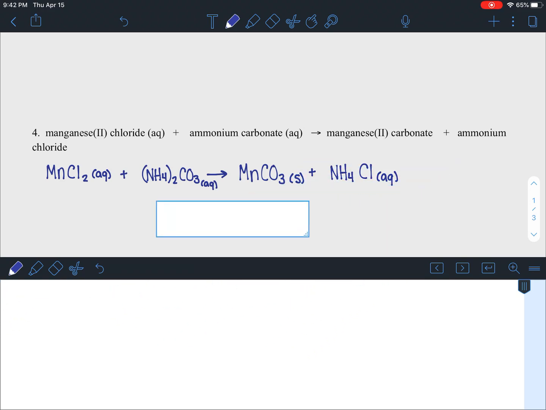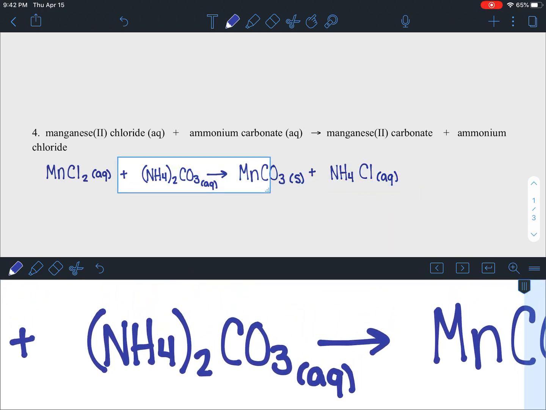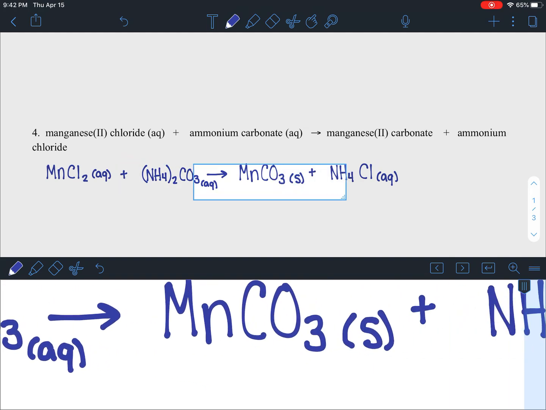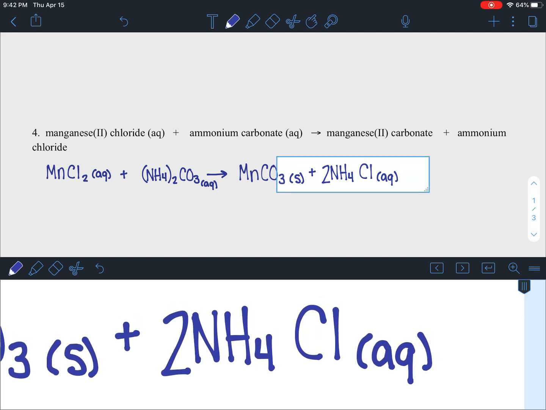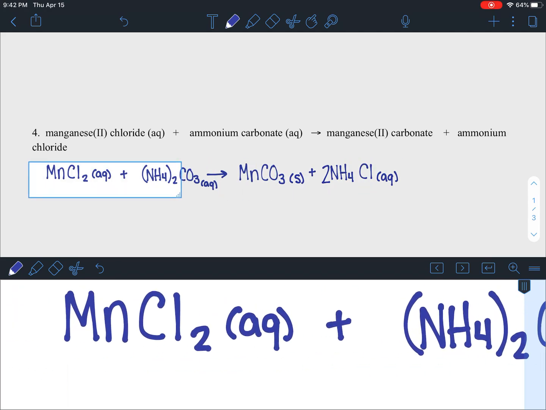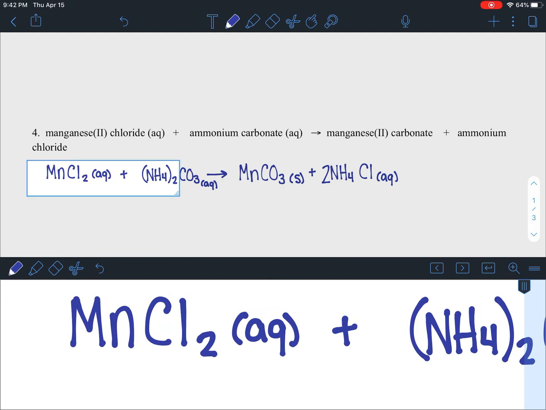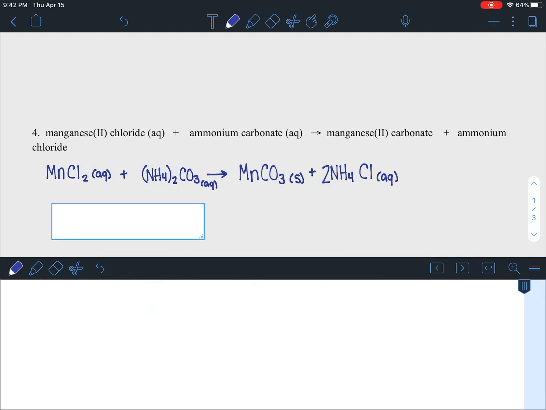Now, next step is to balance out the equation. I have 2 ammoniums here, only one on this side. So I'll go ahead and put a 2 in front of that. And then looking at my chlorides, I have 2 on this side and 2 on that side, and then everything else checks out.